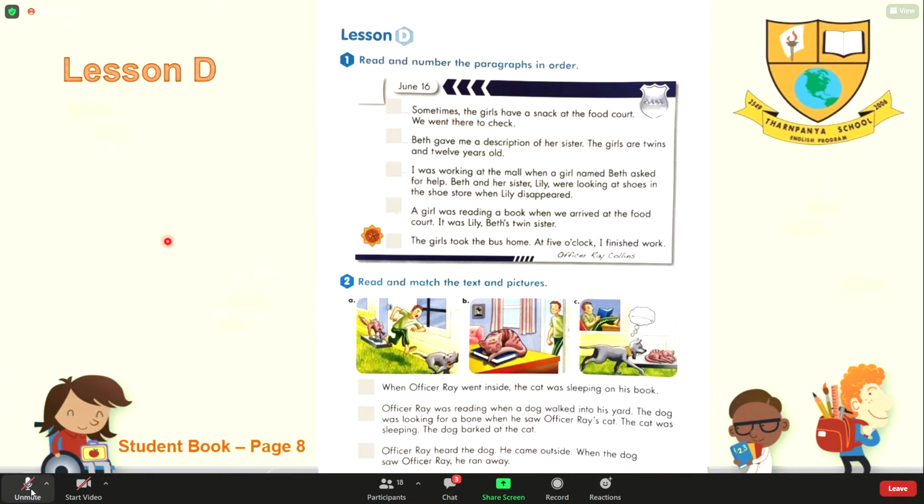I'm going to read the story one more time. Remember, what we need to do is to write the number of the paragraph in the right order. Listen, and then we're going to check together.